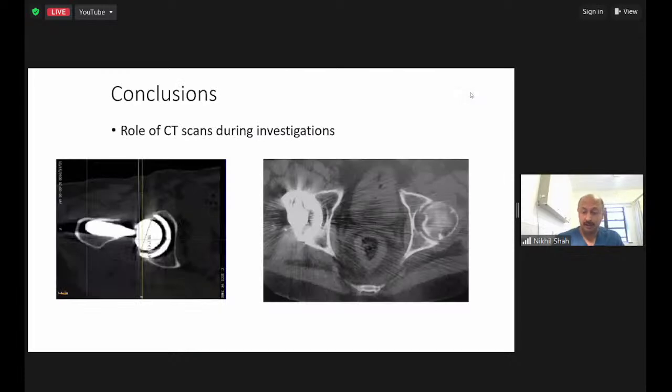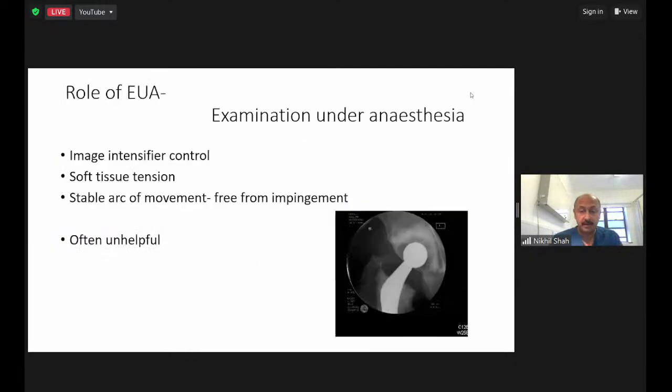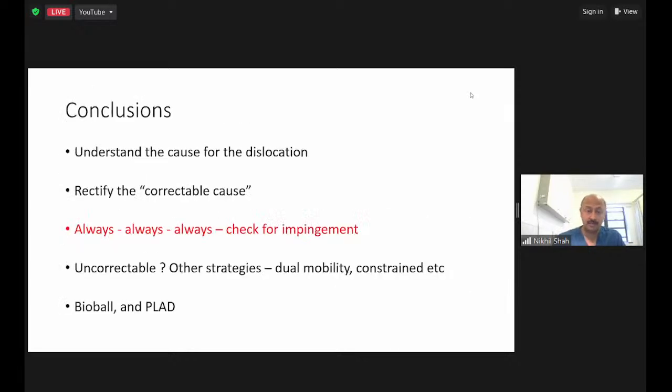So in conclusion, I find CT scans very useful to analyze component malpositioning. I think impingement is a very important concept, and you have to really understand how impingement happens. Examination under anesthesia before surgery is also very useful to look at what the stable arc of movement is, in which particular direction you're getting the impingement, whether it's in flexion, adduction, internal rotation, or whether it is in extension and external rotation. And that gives you a strategy to perform your revision surgery.